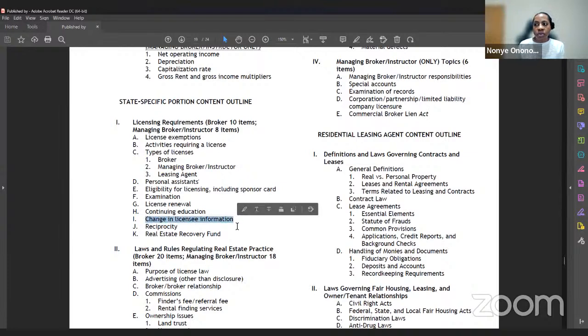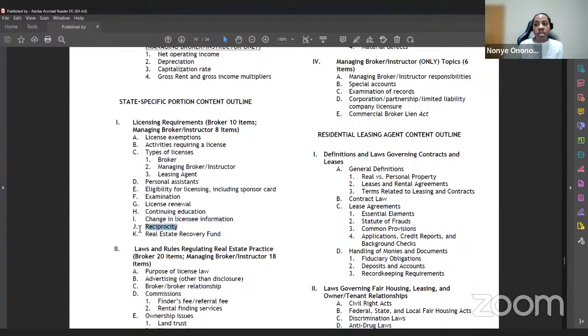Change in licensee information. This is a potential exam question: 24 hours. Once there's a change in your information, notify IDFPR within 24 hours. Changing your email, your phone number, your address, or a change of name, notify IDFPR within 24 hours.